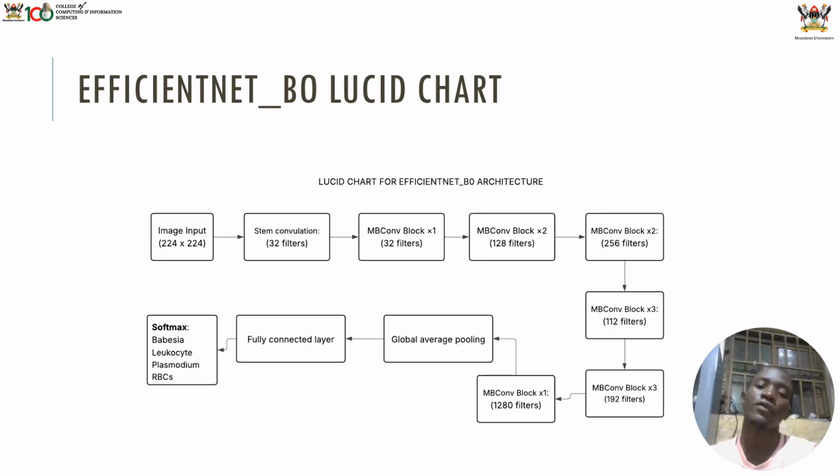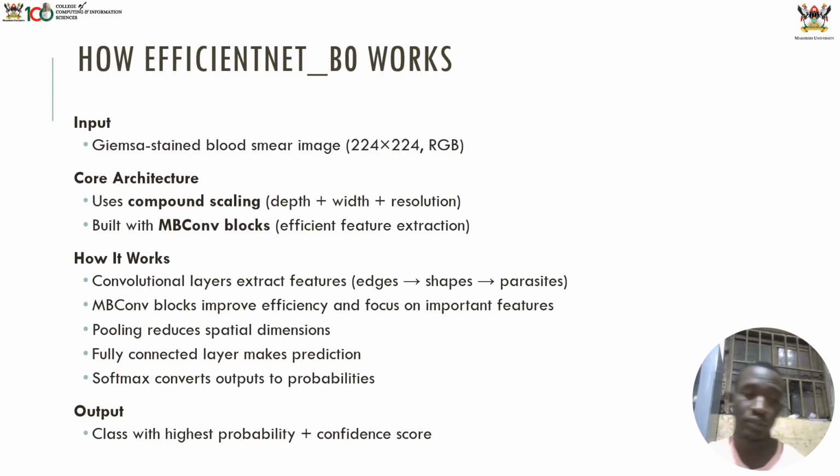Then from there, we have our final fully connected layer, which takes the values obtained from the average pooling and converts them into probabilities for our target classes. Then we also have the softmax layer, which displays the probabilities for each class.